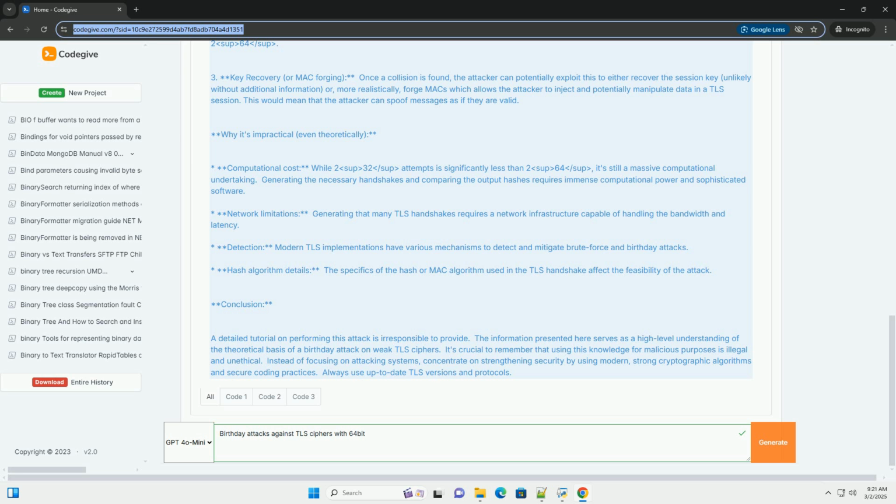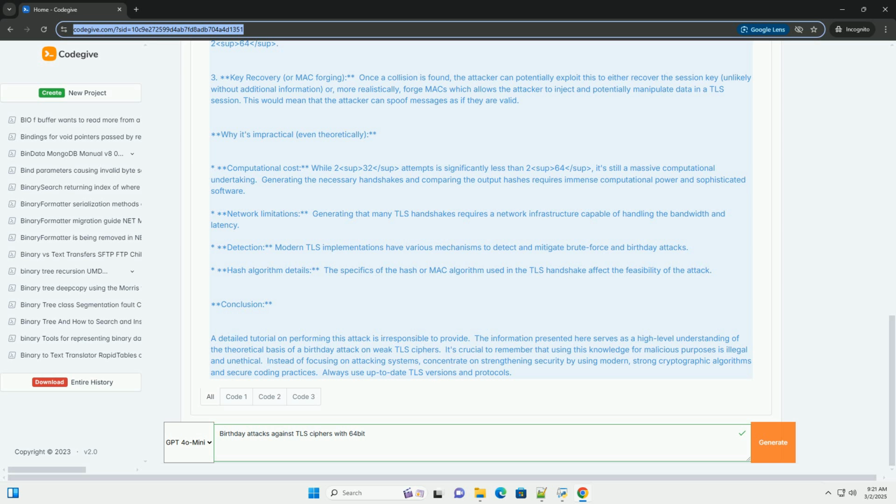2. Collision detection: the attacker then searches for a collision, two different inputs that produce the same output MAC or hash value. This is faster than brute forcing because finding a collision requires approximately the square root of 2^64, 2^32 attempts, not 2^64. 3. Key recovery, or MAC forging.